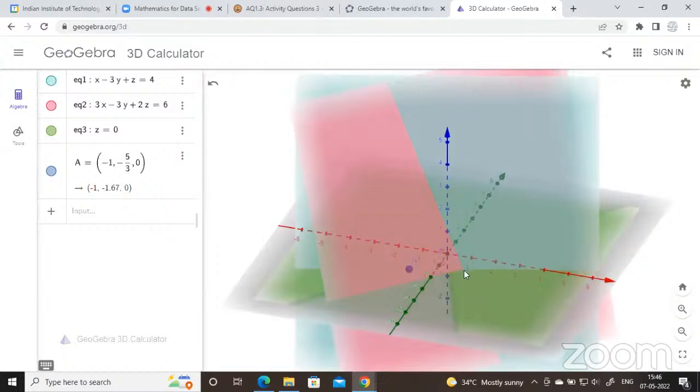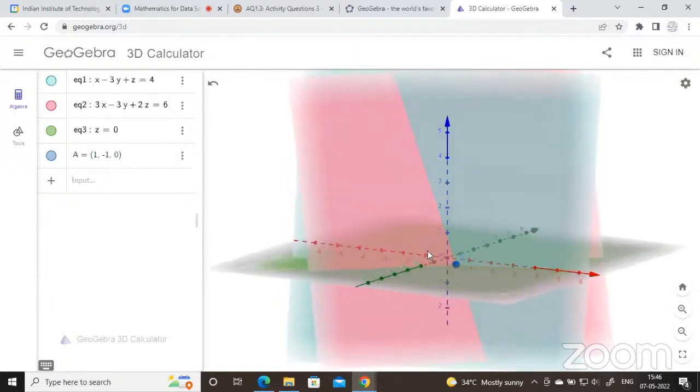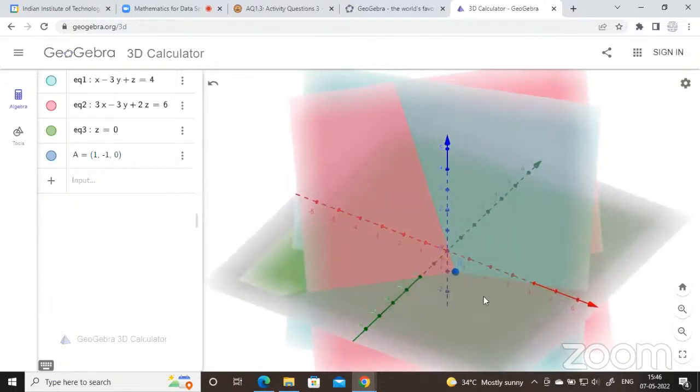But this is the point, right? Yes. Ma'am, it will be 1, we can minus 1 and calculate 0 actually. We'll move forward. 1 minus 1 and 0. That is 1. X coordinate will be 1. Yeah. So this point is the point of intersection of all the 3 planes.